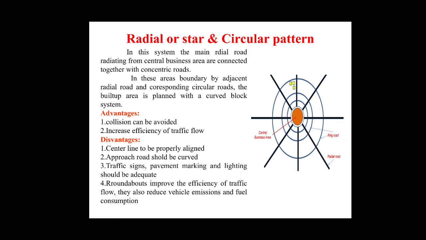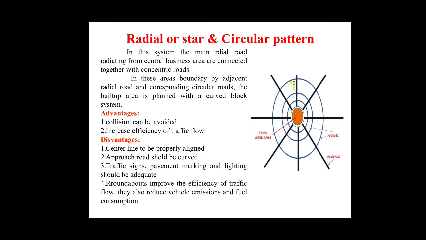Next is the radial or the star and circular pattern. In this system, the main radial roads radiating from the central business area are connected together with concentric roads. This is an addition to the radial star and block pattern. As we can see from the figure, in these areas bounded by the adjacent radial road and corresponding circular roads, the built-up area is planned with a curved block system.